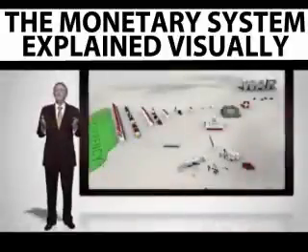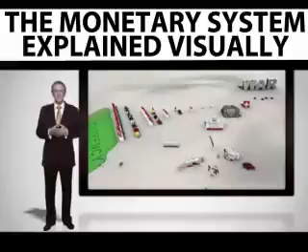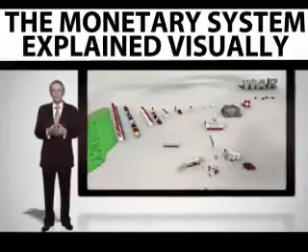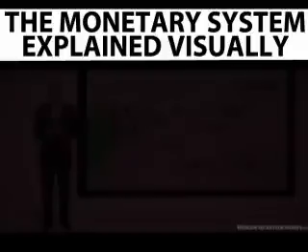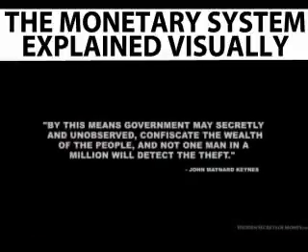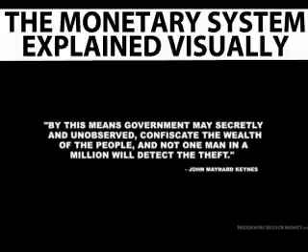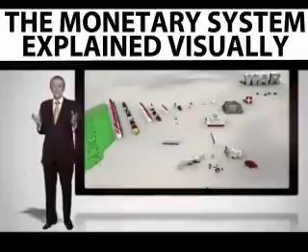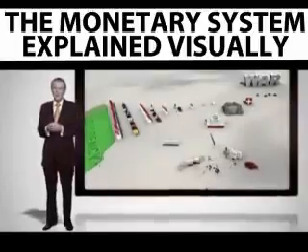Don't be alarmed if you don't quite comprehend the deception of this system at first glance. Very few people do. It is purposely complex. The economist John Maynard Keynes once wrote, "By this means, government may secretly and unobserved confiscate the wealth of the people, and not one man in a million will detect the theft." I believe that presented correctly, anyone can understand this system, regardless of how complex it is.